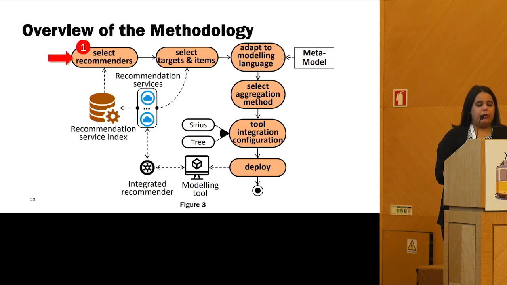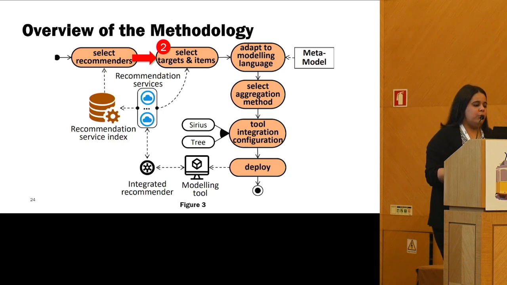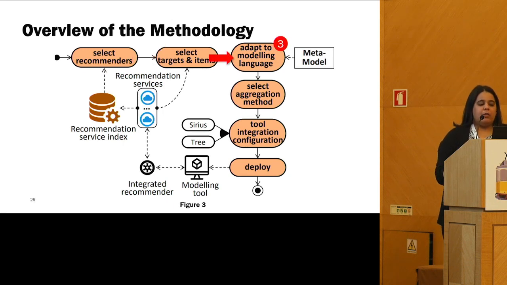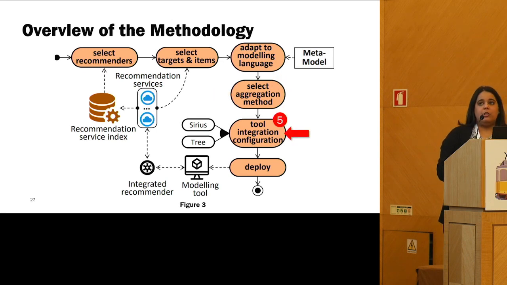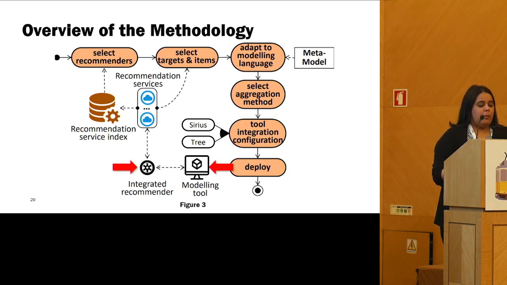So first, in IronMan, you have to select the recommenders available. All the recommenders or recommendation services that you had indexed previously are going to show here. You're going to select the one you need. Then you select which targets and items you want to use. Afterwards, you have to adapt it to the modeling languages if the notation is different from the one it was conceived for. Then you select the aggregation method if, as I mentioned before, you have similar item types for a particular target. And then you configure the modeling tool or the detail you want to deploy this recommender on. And then you go for deployment. And finally, you have these integrated recommenders on the modeling tool.